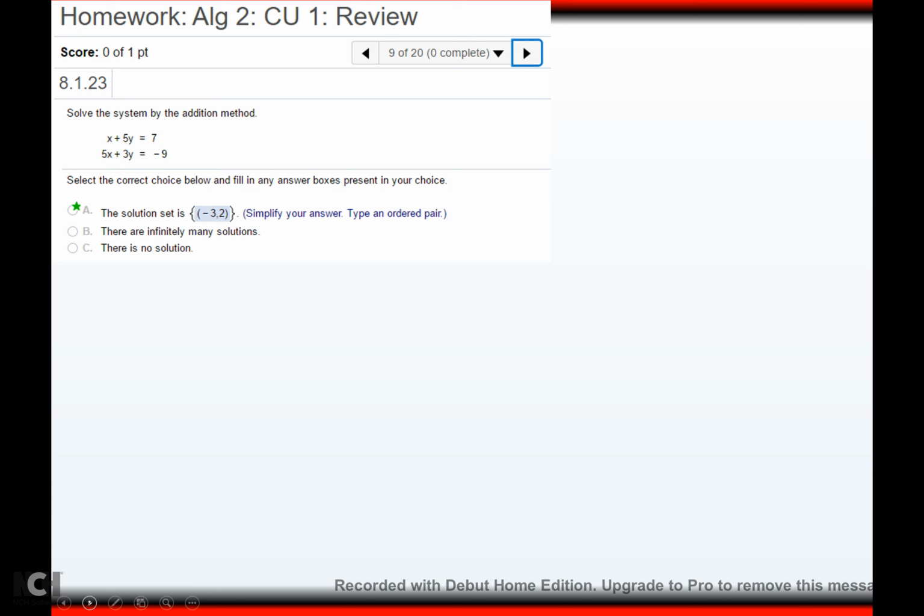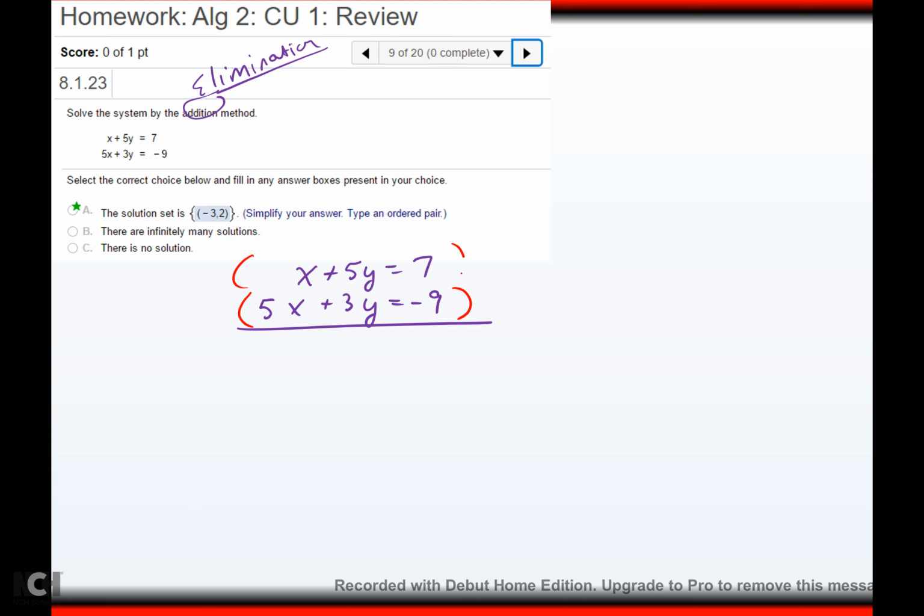Alright, this one says solve by the addition method, which we call the elimination method. Same word, means the same thing. So when you do elimination, you line them up vertically instead of horizontally like we did when we were doing substitution. And you decide which letter you want to eliminate, which I'm going to pick the x's. So when I pick the x's, sorry, let me go back to a pen here.